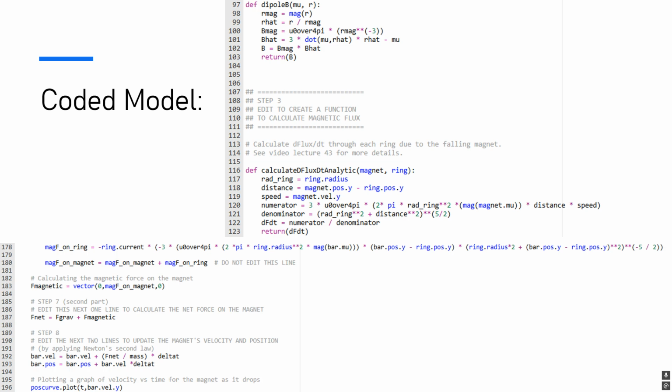So these are some screenshots of some of the important parts of our coded model. You can see on line 97 starts the function to determine the magnetic field of the bar magnet, and on line 116 begins the function which calculates the change in flux or change in time. And then from lines 178 to 196, you can see our utilization of Newton's second and third laws. We used his second law to calculate velocity and position update vectors, and his third law to calculate net force.